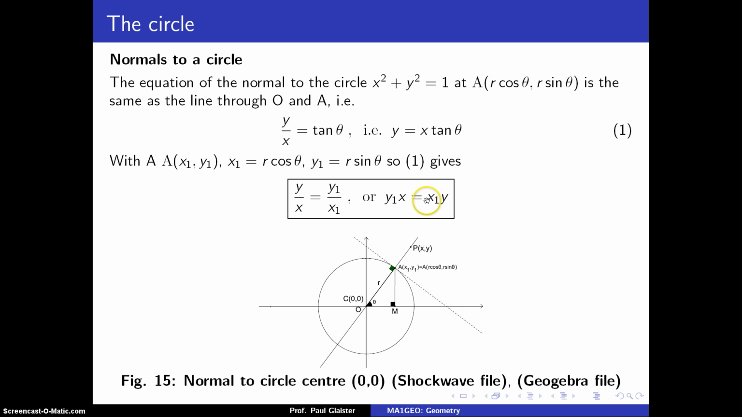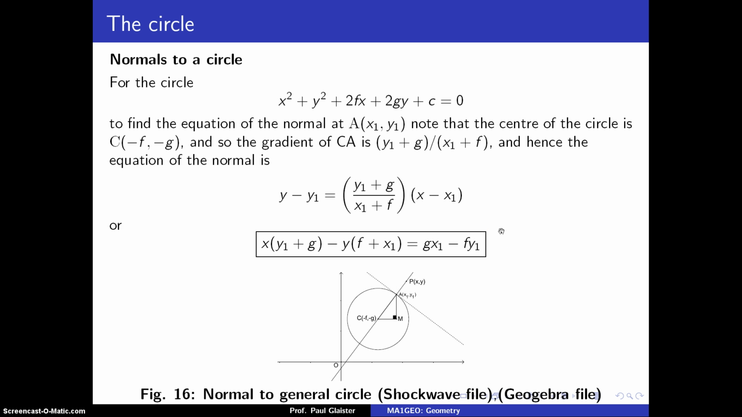We can substitute in that to get the parametric form, or the parametric form quite simply is shown in equation 1, because it literally says that from O to P, the y divided by the x difference is equal to the gradient of that normal, and the gradient of the normal, of course, is tan theta.